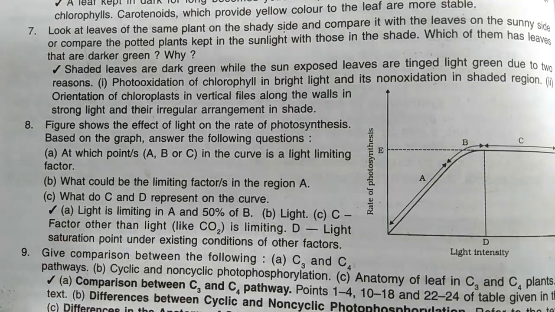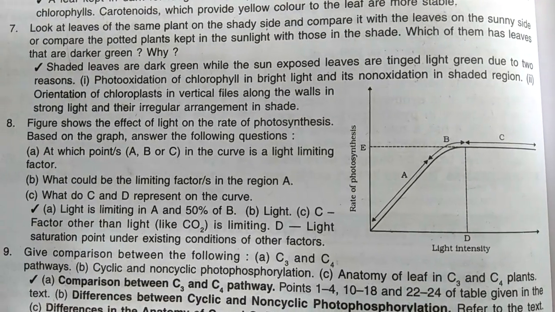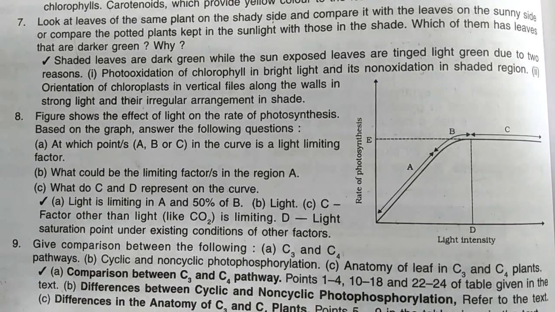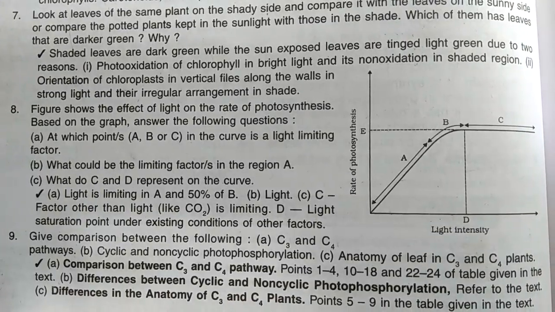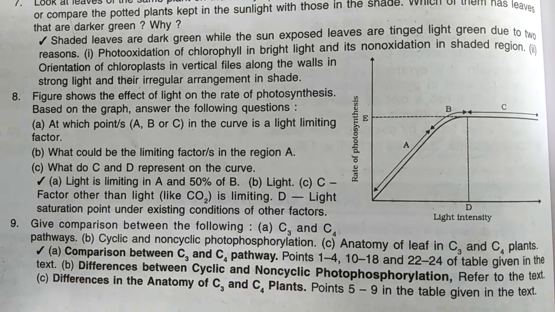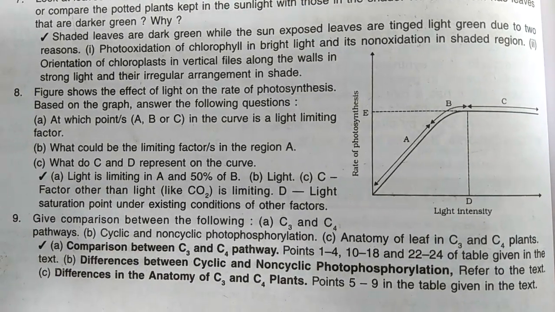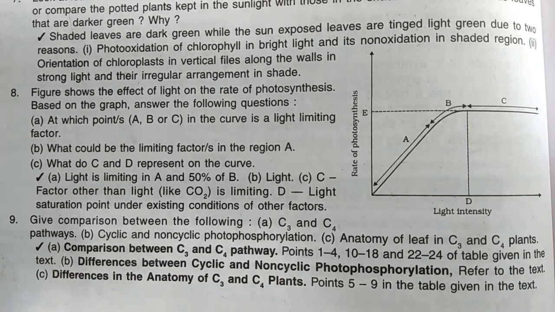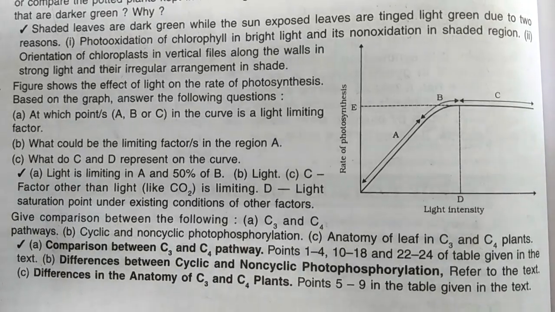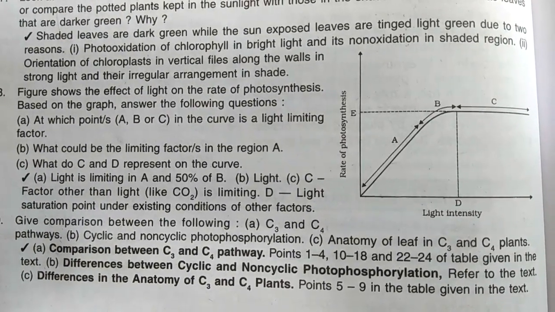Question 8 is figure shows the effect of light on the rate of photosynthesis. Based on the graph, answer the following questions. A. At which point A, B or C in the curve is light a limiting factor? B. What could be the limiting factor in the region A? C. What do C and D represent on the curve? First, this graph is showing the rate of photosynthesis and light intensity.